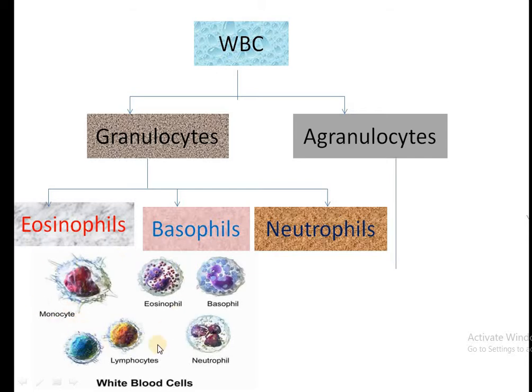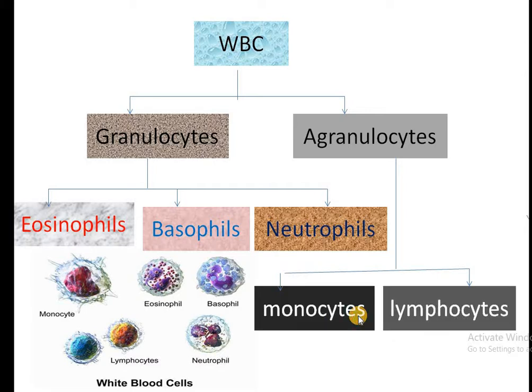Here you can see in the picture, eosinophil, basophil and neutrophils. They have grain-like structures in their cytoplasm. Okay, that's why they are granulocytes. On the other hand, agranulocytes are of two types, monocytes and lymphocytes. So here you see monocytes and lymphocytes. So these are the different types of WBCs.